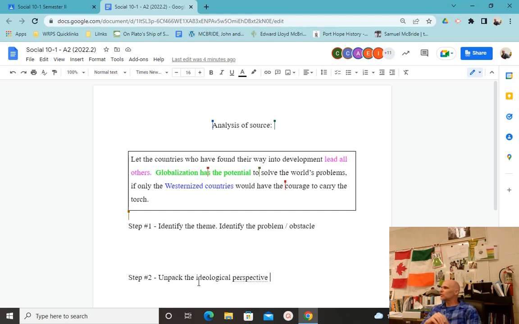They're talking to the Western countries. If only the Western countries would have the courage to carry the torch, the audience is the Western countries. The intended response is what? What does the speaker want from Western countries? They want them to carry the torch, right? So within that sentence, we can find the audience and the intended response.